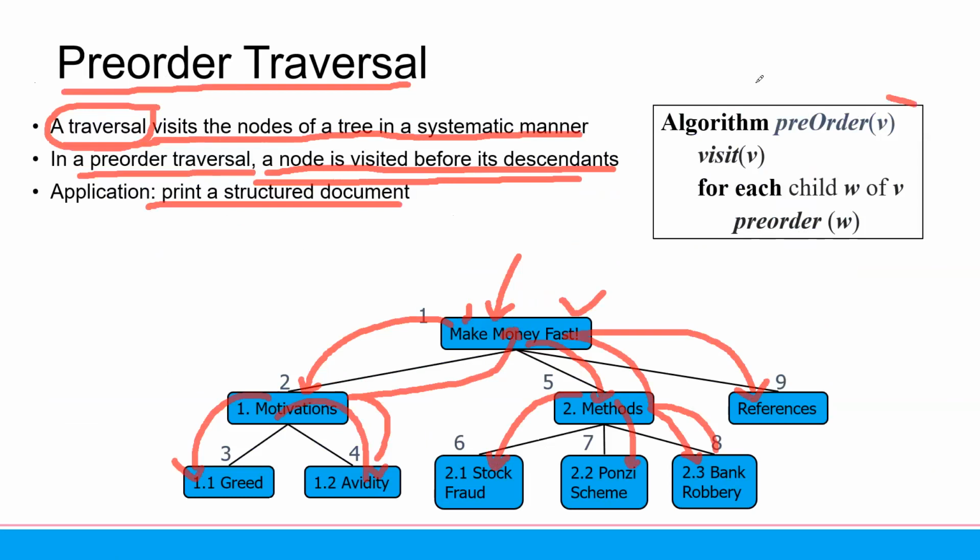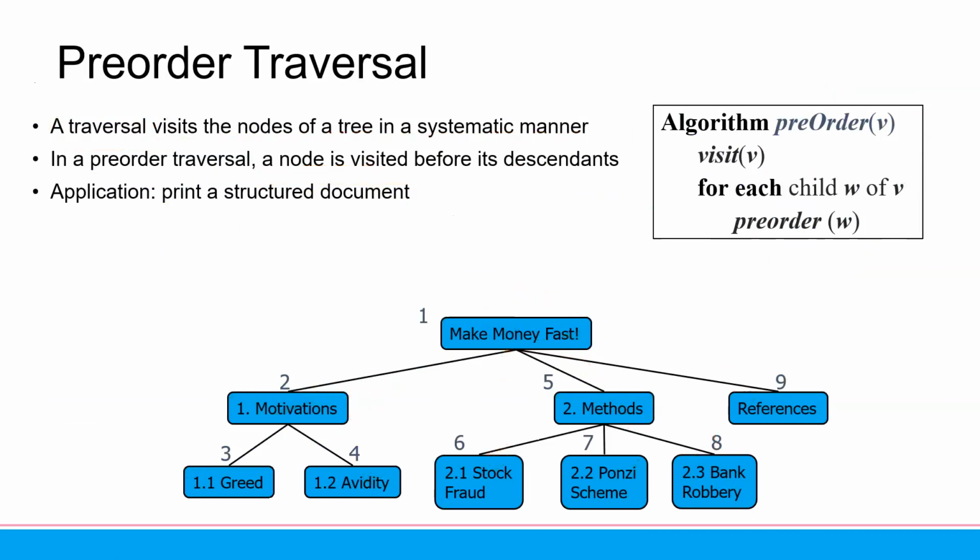The algorithm can be seen like this one. So if you understand the recursion, okay, why do we need to understand the recursion? Because many of the algorithms apply recursion. We have the algorithm pre-order V. V is a vertex. V is a node that we visit. Okay. So visit V. So let's say I'm visiting V.